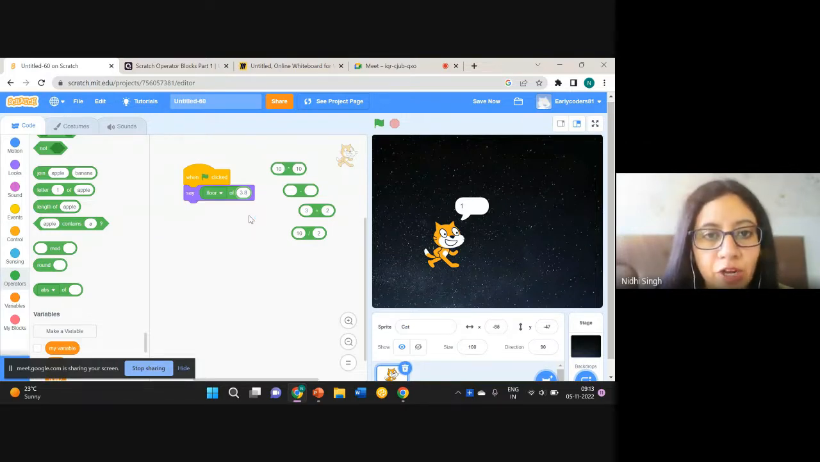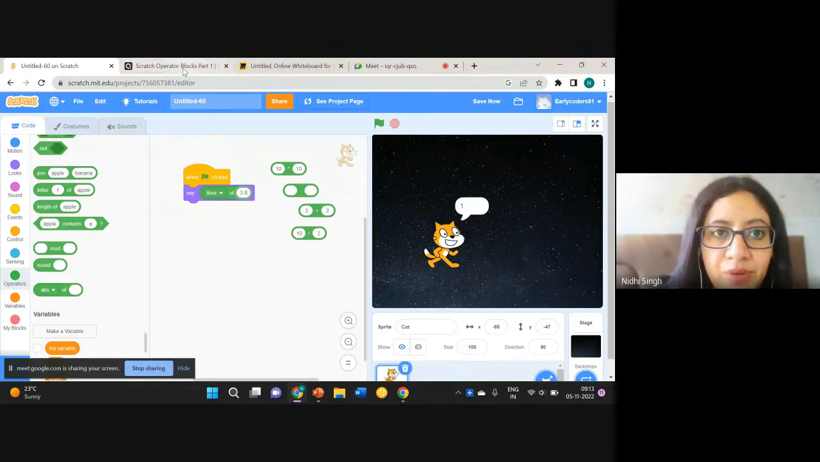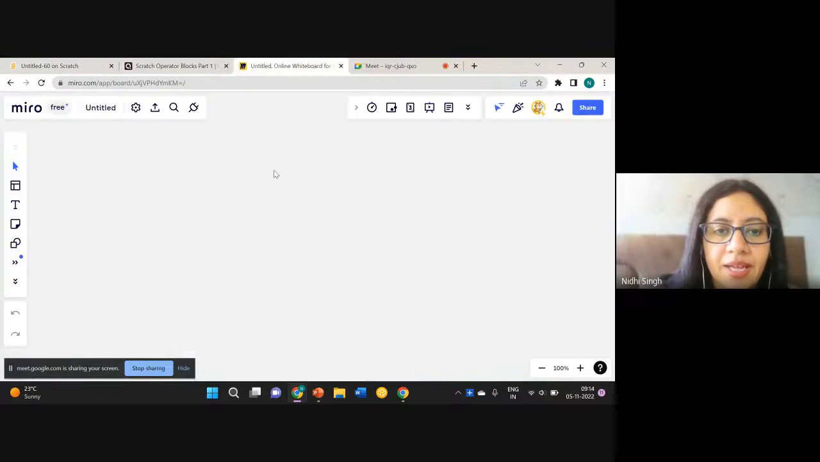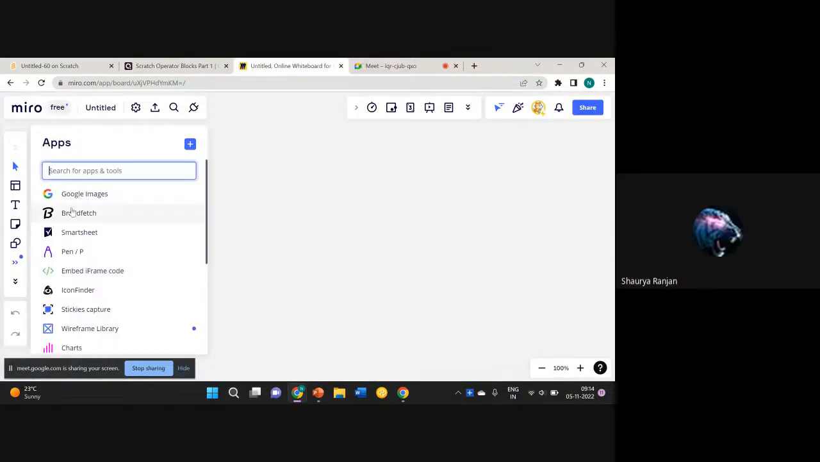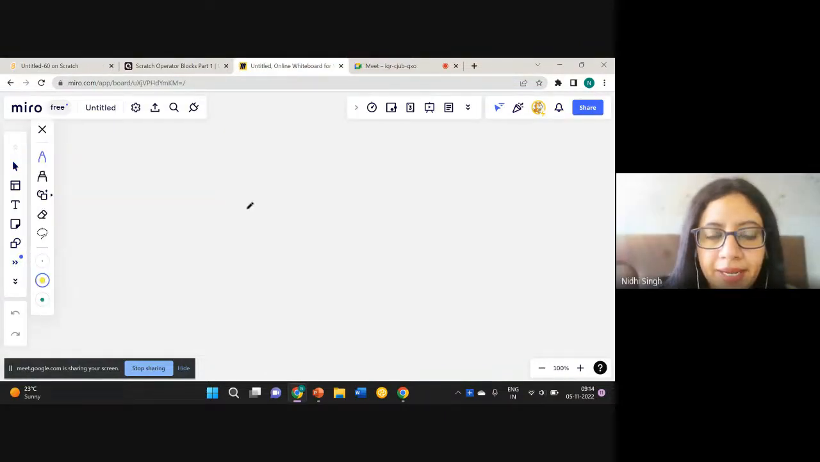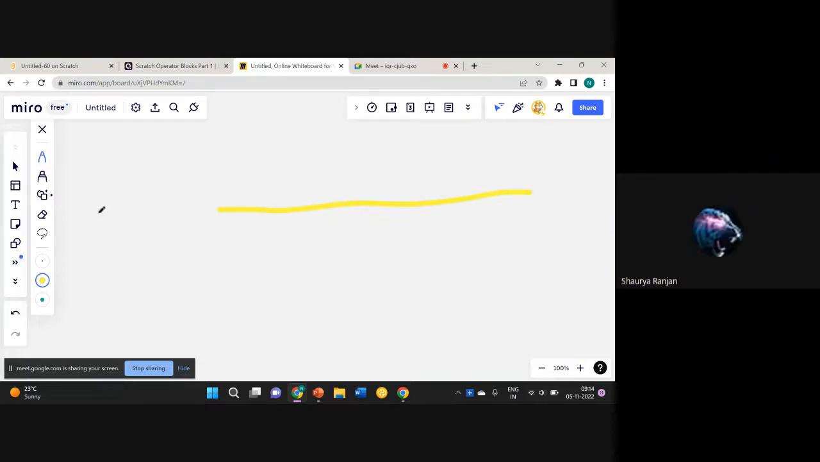What is the meaning of rounding a number? It means remove the decimal and whatever is the nearest one, just pick that one. Have you seen the number line before? Are you aware of the number line? Yes, ma'am.